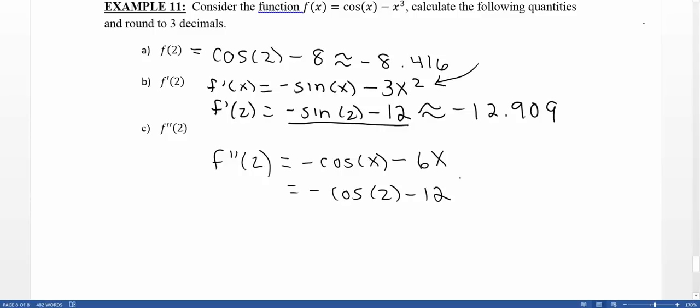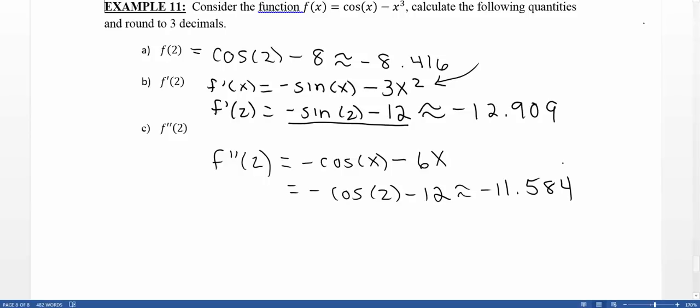So again, if we wanted an exact answer, it would be negative cosine of 2 minus 12. But since we want 3 decimals, we crunch that number and we get negative 11.584. So quickly, let's remember what these numbers are going to tell us.